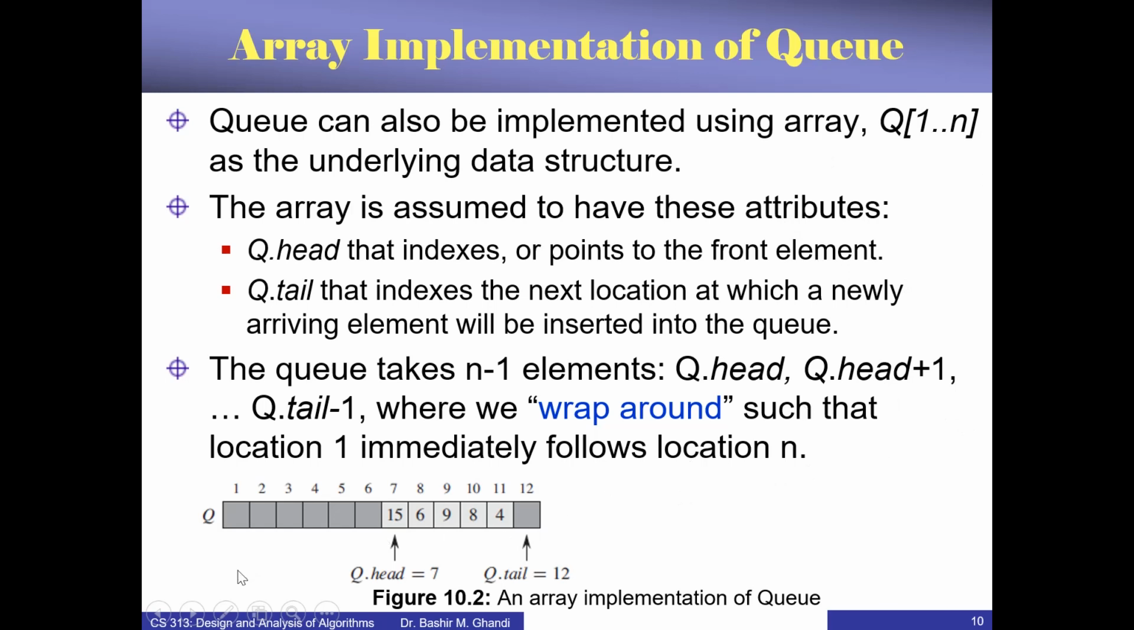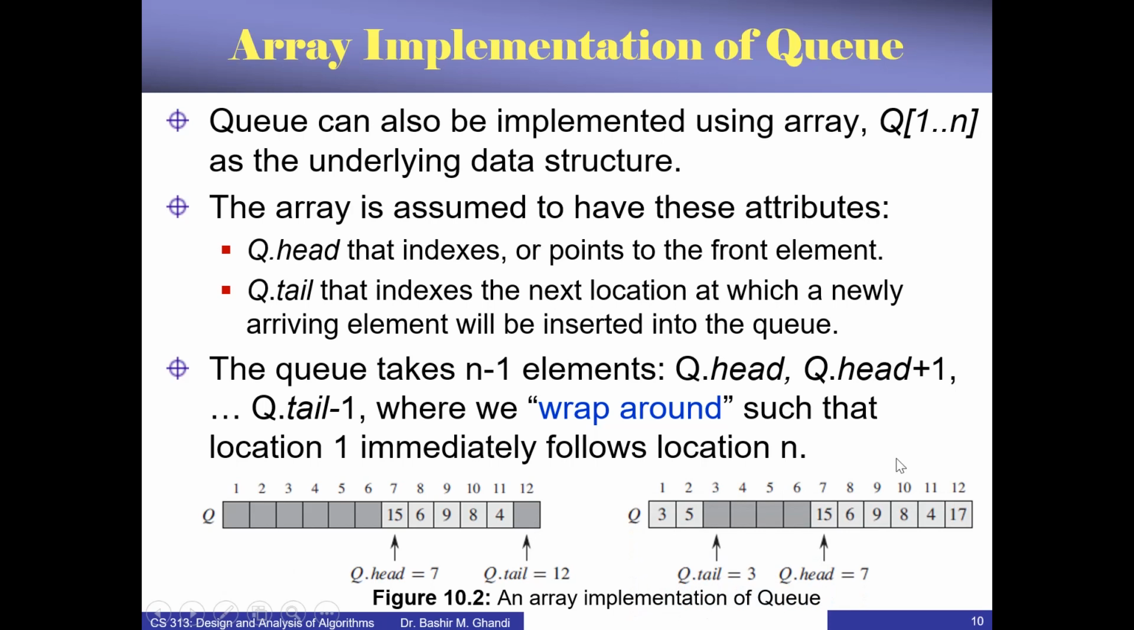So this is an example. As you can see here, we have 1, 2, 3, 4, 5 elements, and queue.head is telling us the index of the front element. So queue.head is 7. But queue.tail is not returning the index of the last element. No, it's the next available location where we can put a new element. So queue.tail actually is 12. And in this case, because it is 12, if we add a new element, queue.tail is going to wrap around and become 1, so that the next free location is 1.